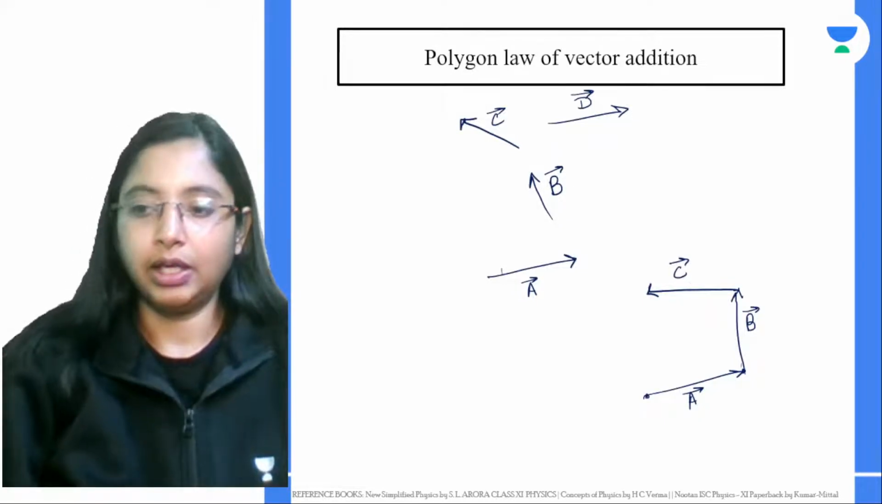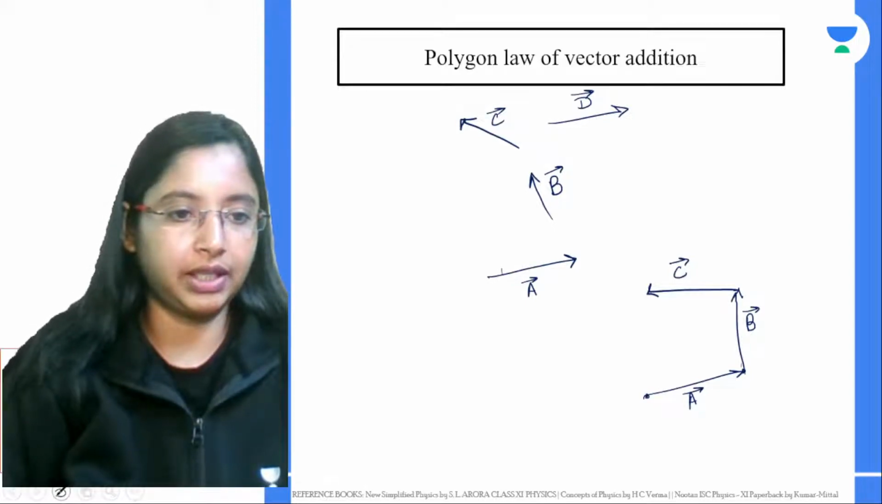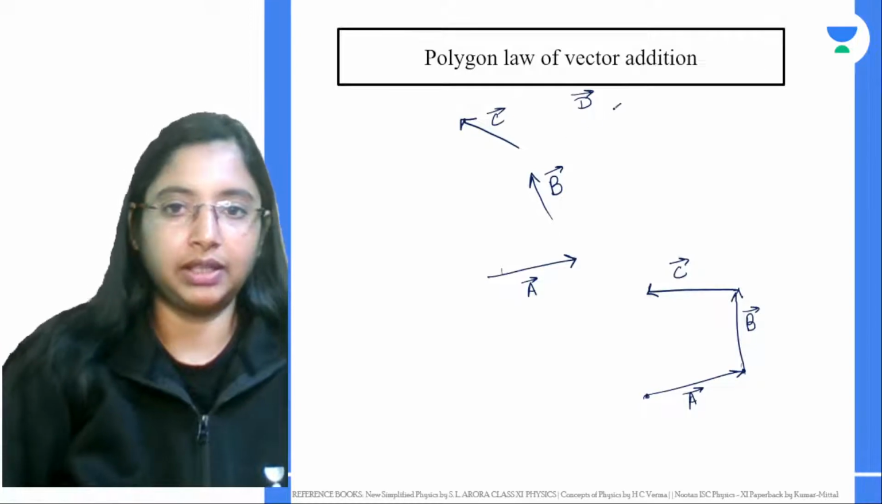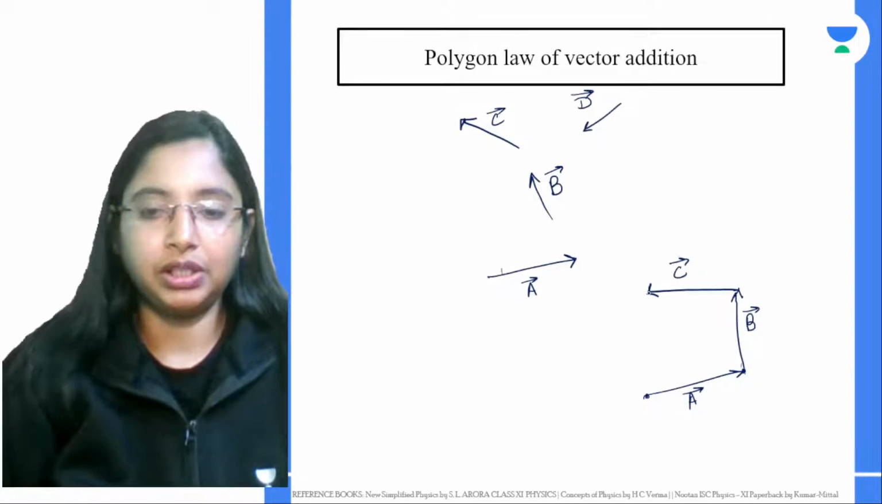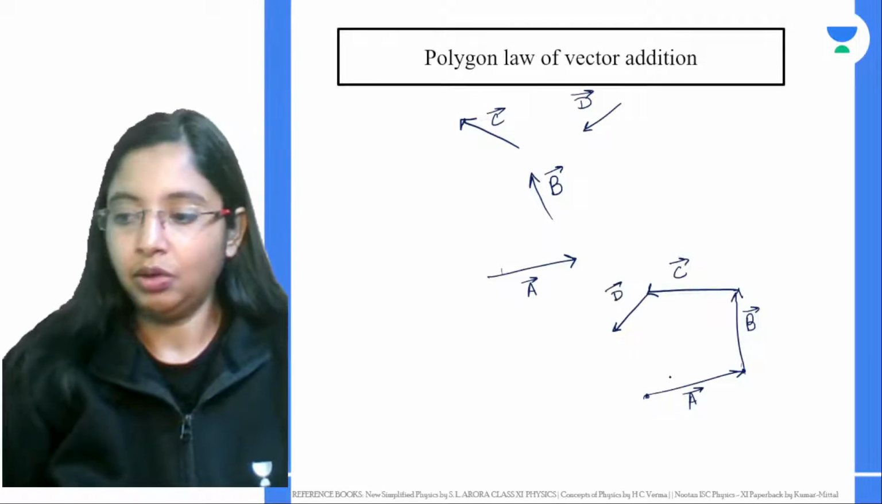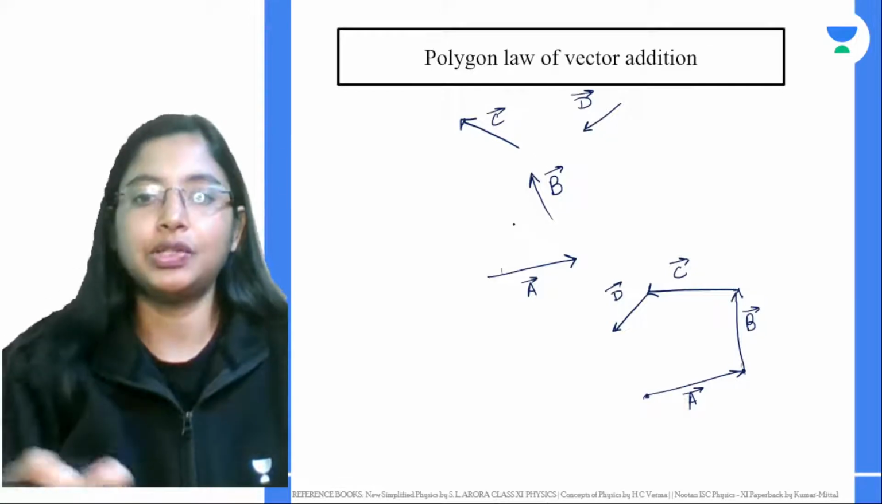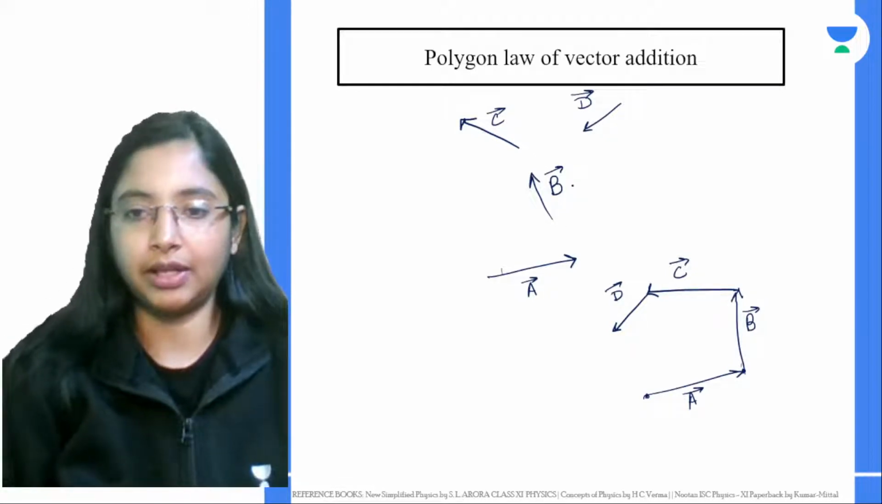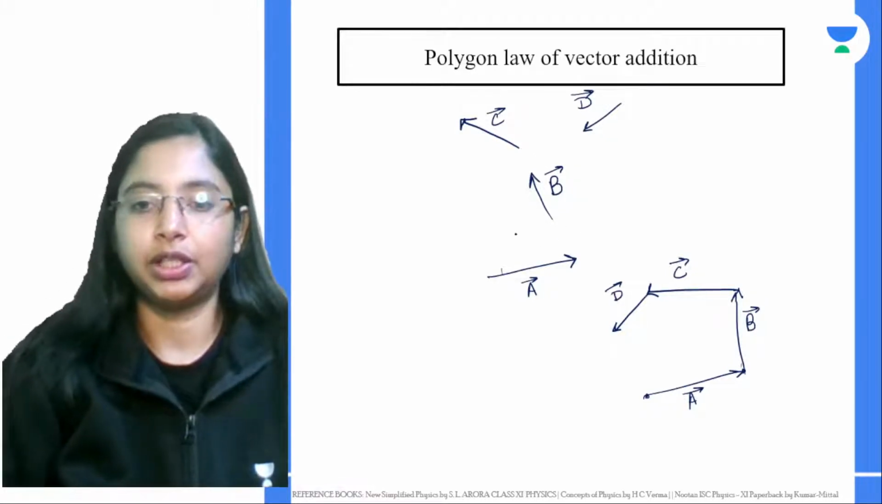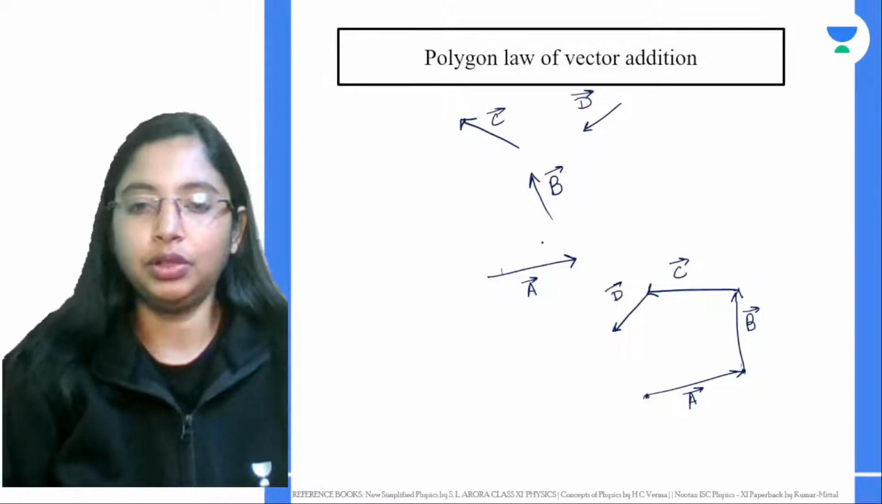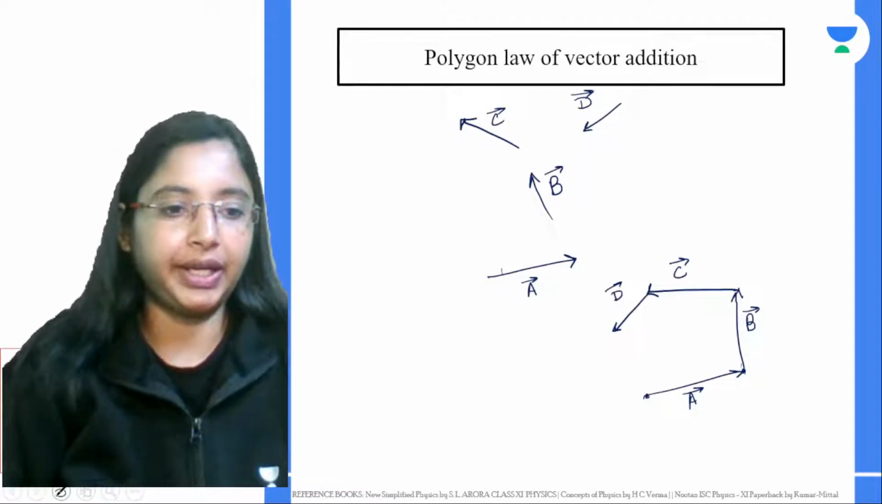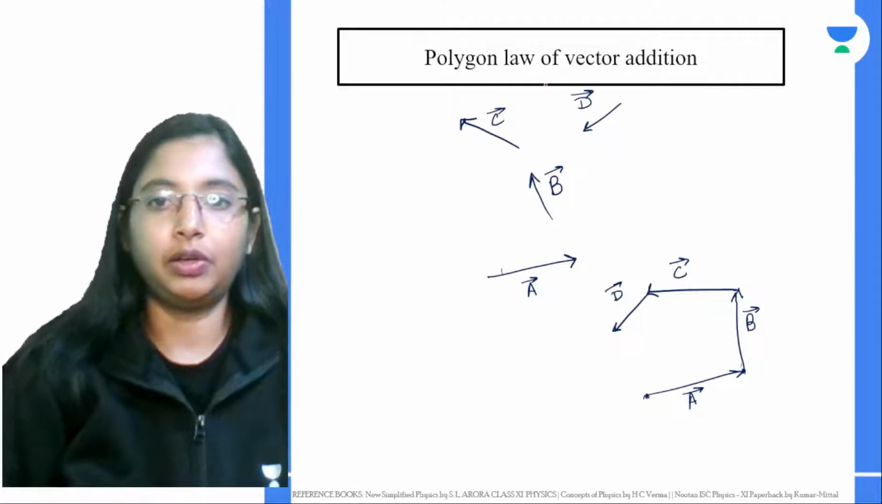Now, D vector, let's say this D vector is actually acting not in this direction, but in this direction, right? From here, the D vector is acting down in this direction. Now, four velocities were acting on one particular object, and the magnitude was different, the direction was different. The resultant of all these four, you can actually find geometrically using the polygonal law of vectors.